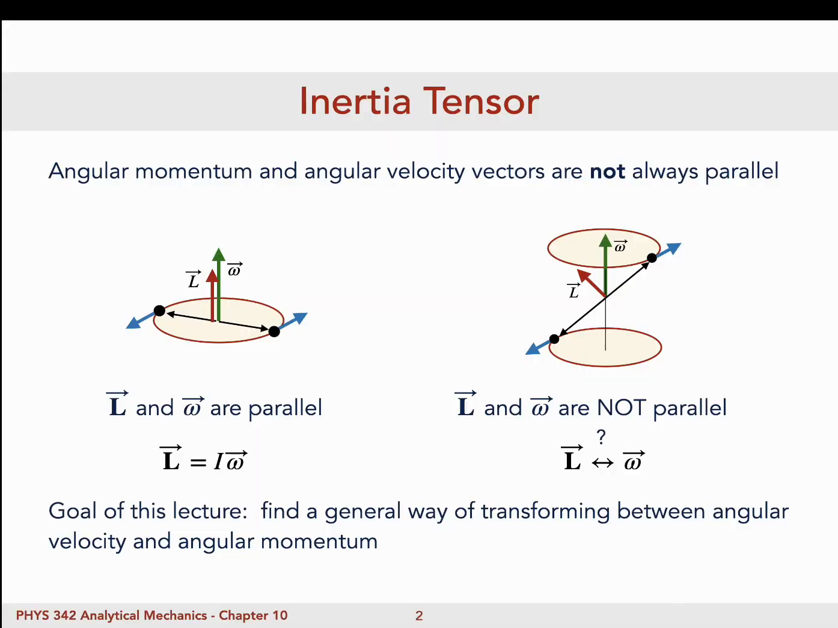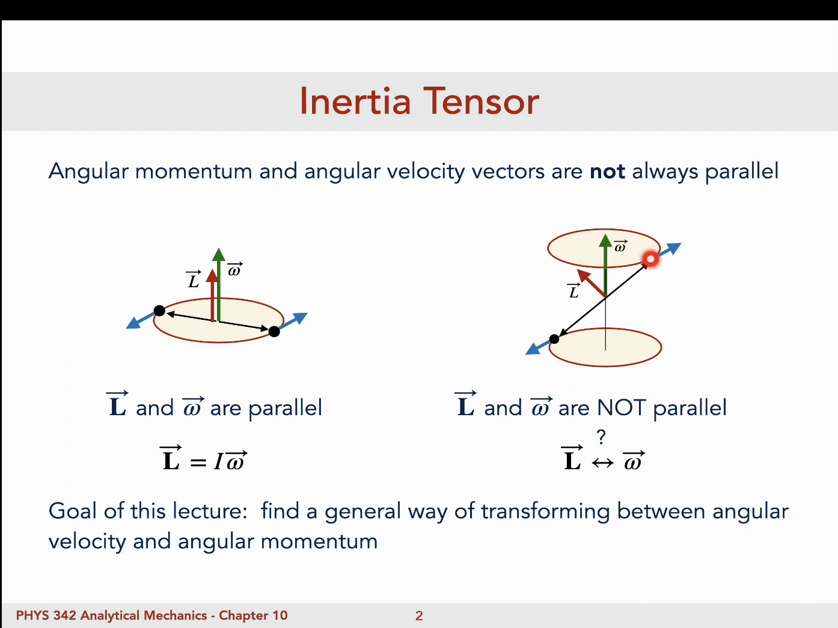In the previous lecture, we saw that when two masses orbit around a common center of mass point, the angular momentum and the angular velocity were found to be parallel. So the angular momentum is a vector that points up perpendicular to the plane of motion, and so does the angular velocity. In this case, the angular momentum is parallel to the angular velocity vector, and the constant of proportionality is the rotational inertia.